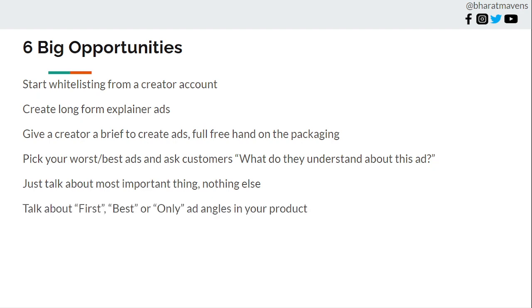Number 6, talk about first, best or only ad angles in your product. For example, this is the first sunscreen in India which has PA triple plus or 4 plus, or this is the best sunscreen in India according to Amazon, or this is the only sunscreen in India where you don't have a white cast. These are versions of the ad angles which your product can communicate, because first, best and only attracts people. This is a unique proposition which you have in your product. So try to have first, best and only ad angles for your product. Try to find a differentiated insight and communicate the first, best or only ad angle.